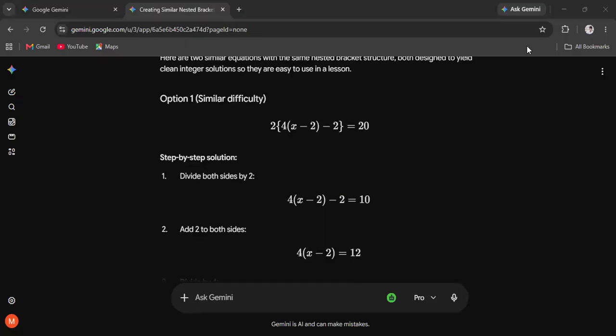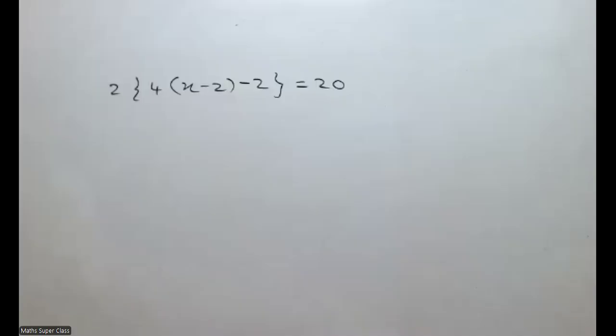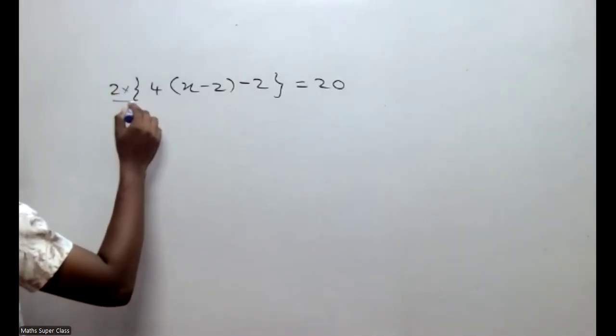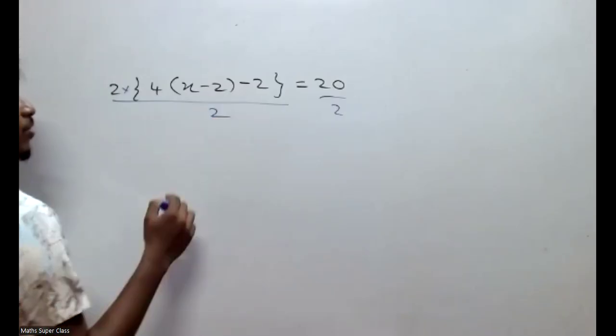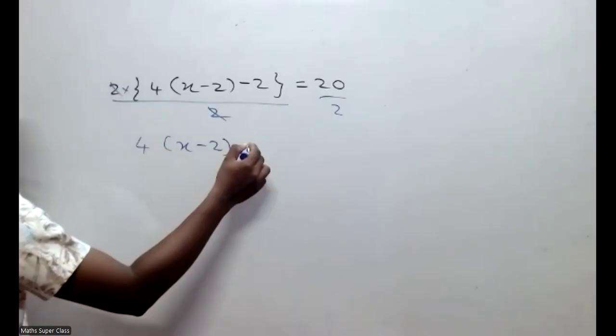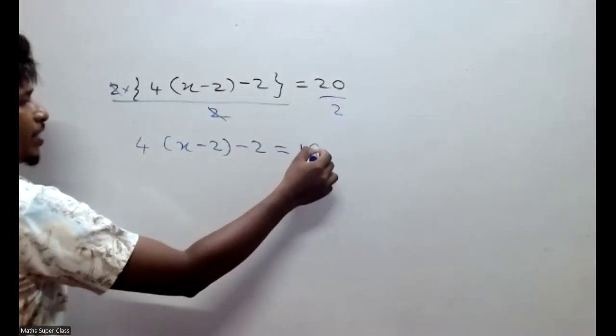Using the same. Yes. Minus. Here you can see adding 2 to both sides like that. Okay, but you can do as you wish. Okay, here first there is multiplication. It's easy. Then you divide both sides by 2. What do you get? 4x minus 2 minus 2 equals 20 divided by 2, 10.